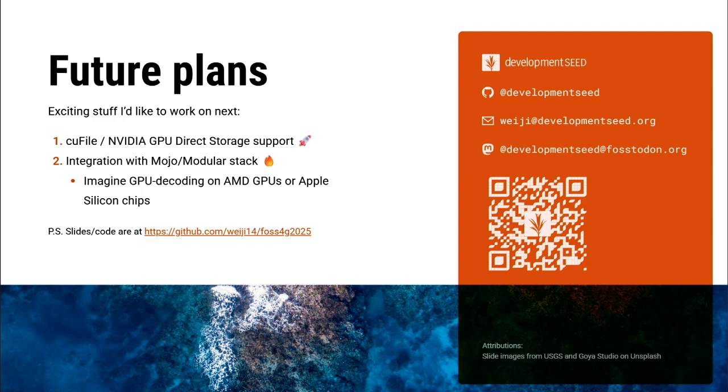I'm also thinking of Modular, which I've read some things about recently. It's a new language where you can do a lot of GPU programming, not just for NVIDIA chips, but for AMD GPUs or Apple Silicon chips. So imagine if you can really leverage the hardware you have, be it a Mac or a Linux or Windows computer, to decode GeoTIFFs fast. So let's see if we can make this happen.